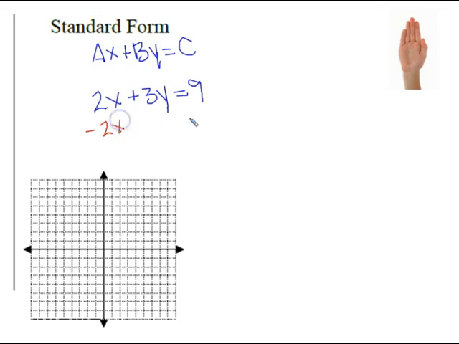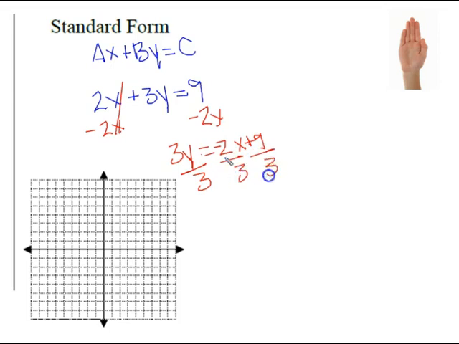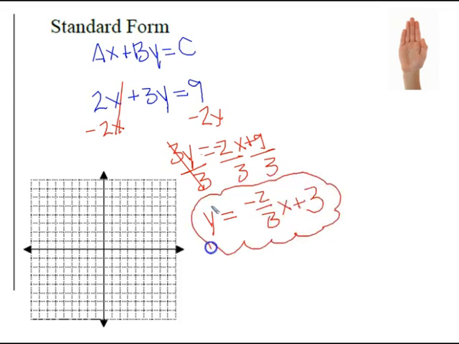Maybe you want to subtract the 2x. So we have 3y equals negative 2x plus 9. You can divide 3, divide everything over there. So y equals negative 2/3 x plus 3. Okay, you're more than welcome to do that because you can easily convert between standard form and slope-intercept just like we did here.